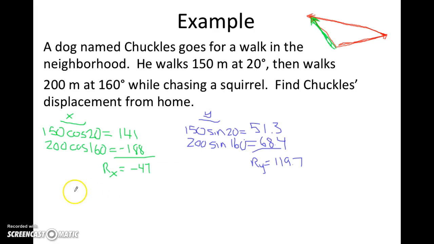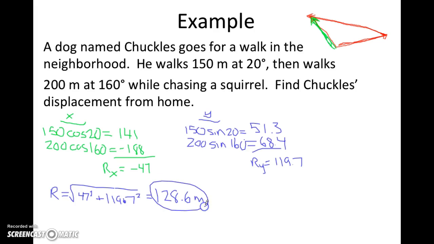And so now I can find R, because R is just the square root of 47 squared, and I'm not going to put the negative in there because that should cancel, plus 119.7 squared. And if I do all of that, I end up with 128.6 meters is how far away he is as the crow flies.